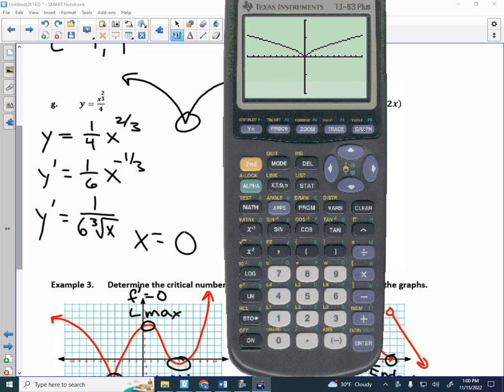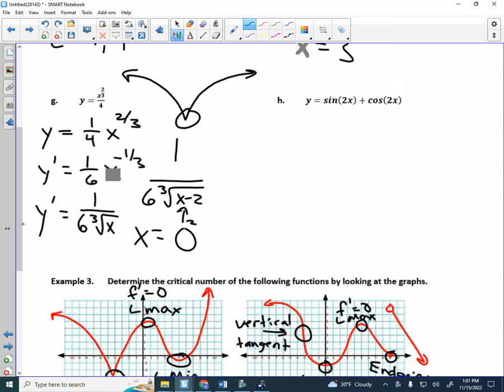Okay, yes. So what number would you plug in for x to make 0 in the denominator? 0. Just 0. Yeah. Well, yeah, that makes sense. If it was 1 over 6 times the cube root of x minus 2, then it would be 2 that would make 0 in the denominator. But since it's just x, 0. Better? Okay, last example.